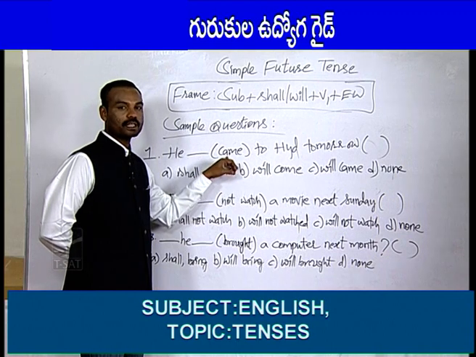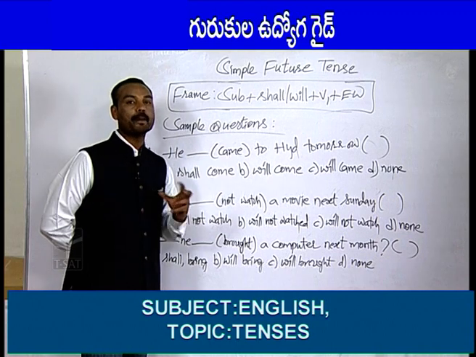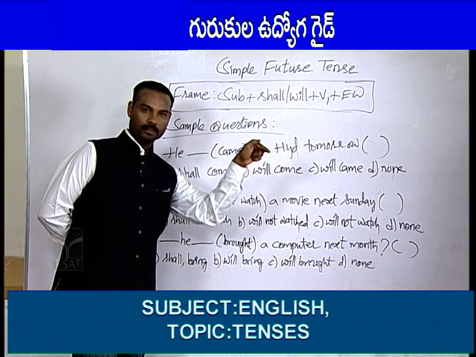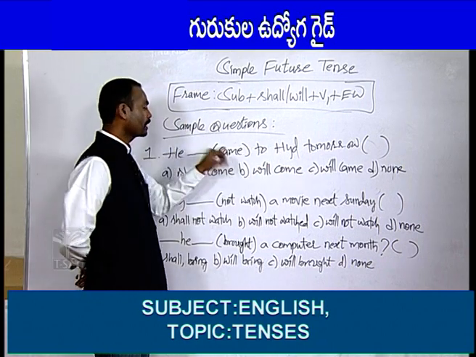Came is V2. What is the first form of this? Come. Come, came and come. So will come is the answer.